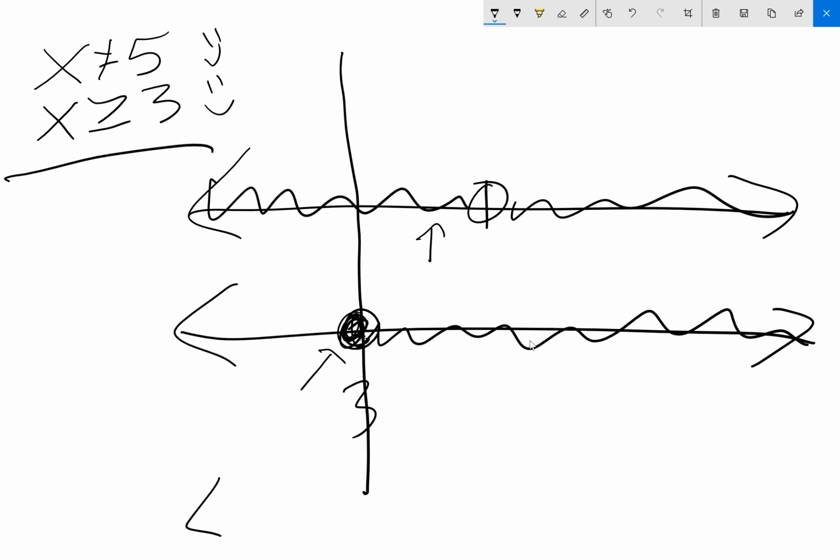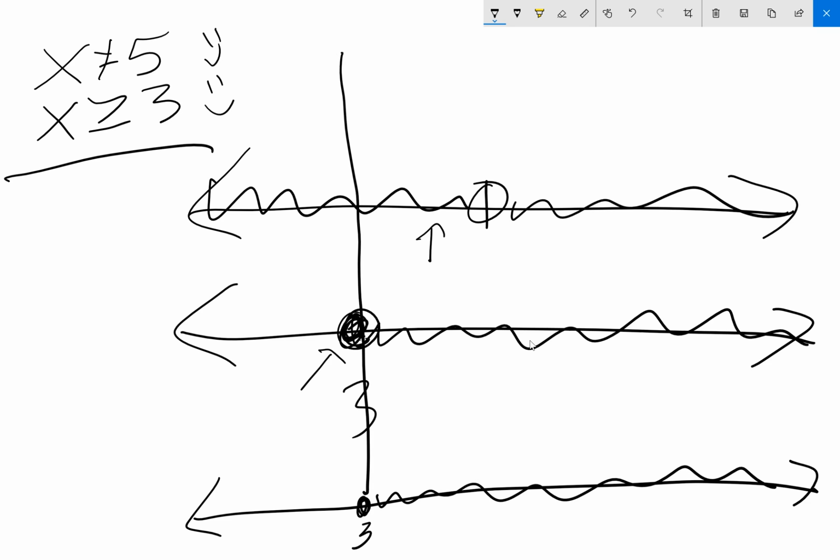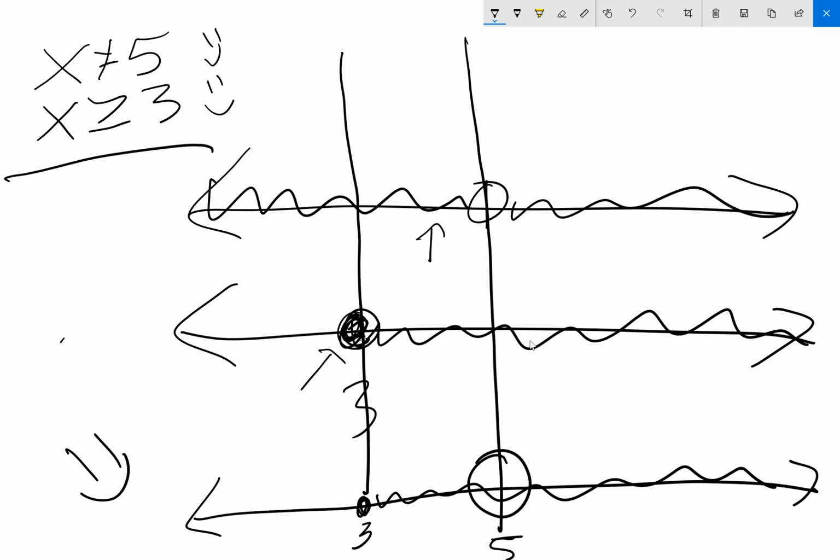So now we could think of our new number line as looking something like this. Okay, but it also can't equal 5, right? So now, does this make both rules happy? Yes. We're greater than 3, it can be equal to 3, but it still can't equal 5.